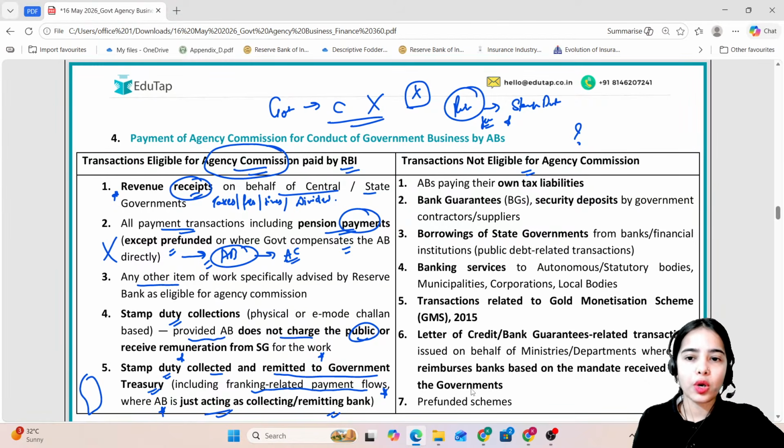Now, transactions not eligible for agency commission: if the agency banks are paying their own tax liability, they are doing their own task.